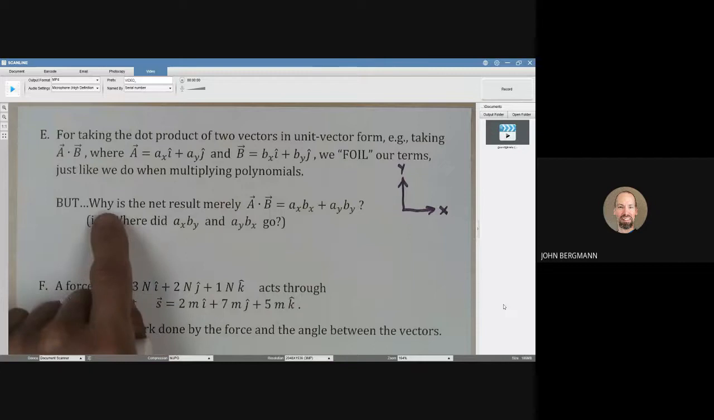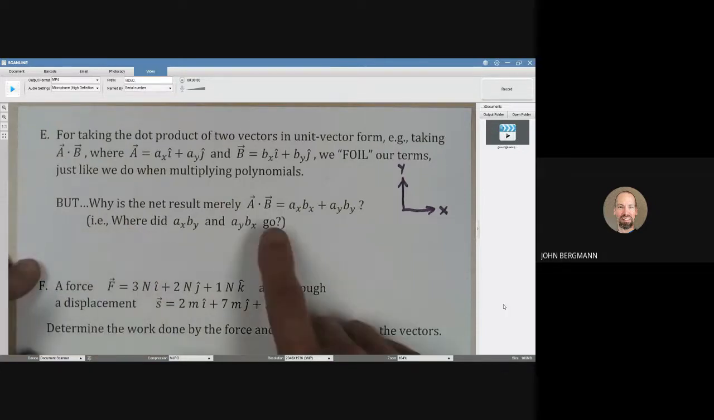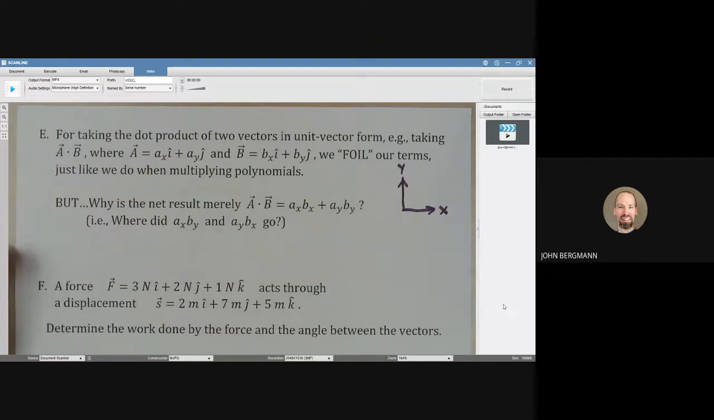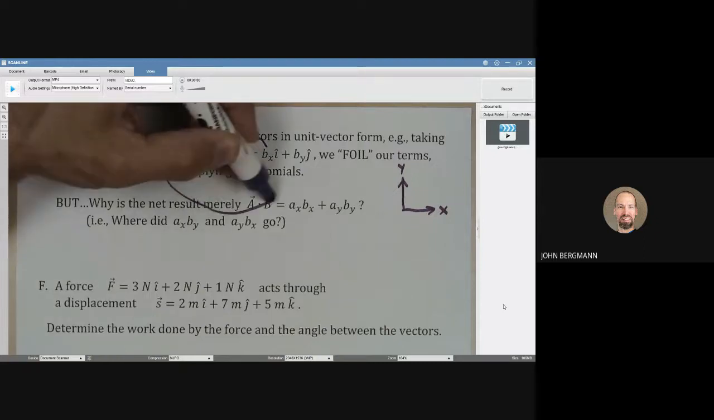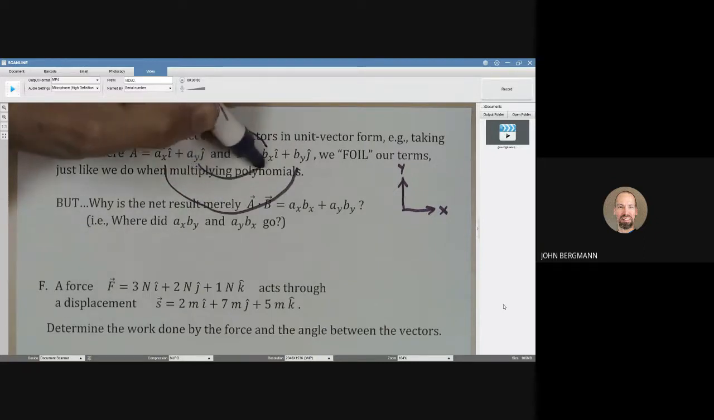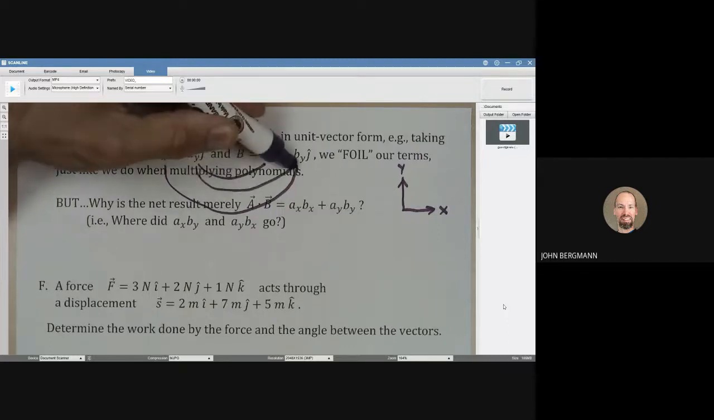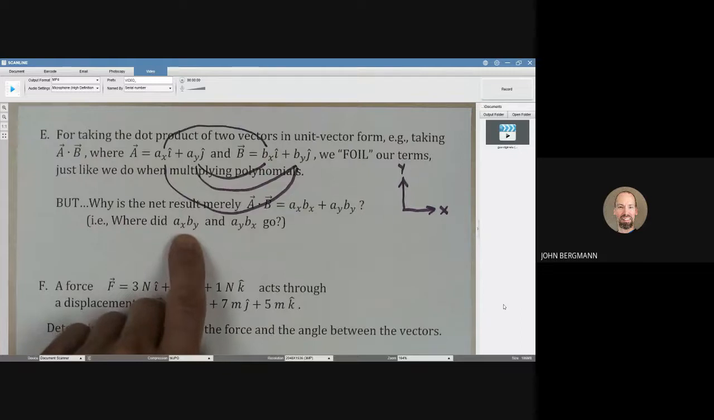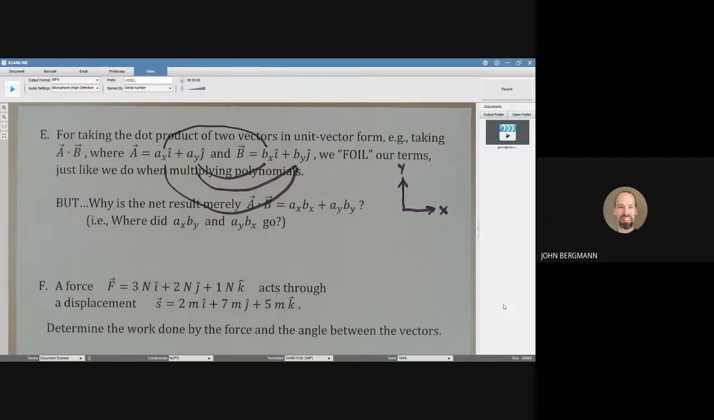Let's ask this though. Why is the net result when we do this just AxBx plus AyBy? In other words, we are supposed to FOIL these terms, and you remember in math that when you FOIL things, you go first, outside, inside, and then last. Well, two of those products disappear. These two, AxBy and AyBx, they disappear.